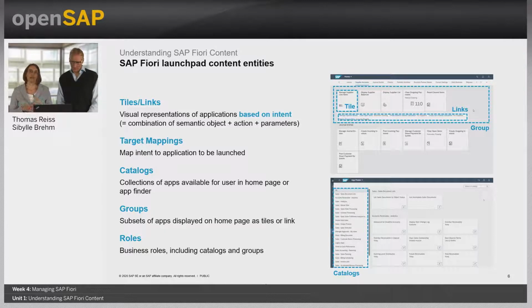To make tiles and target mappings available for a business role, they are assigned to a catalog. During the demo, you saw the catalogs in the App Finder. Groups, in contrast, are subsets of the catalogs and just contain the tiles that should be displayed on the Launchpad homepage. In addition to the groups predefined by the administrator, end users can personalize their homepage by adding further groups or adding or removing tiles from the groups. Finally, the roles are used to assign the Fiori content to the end users.